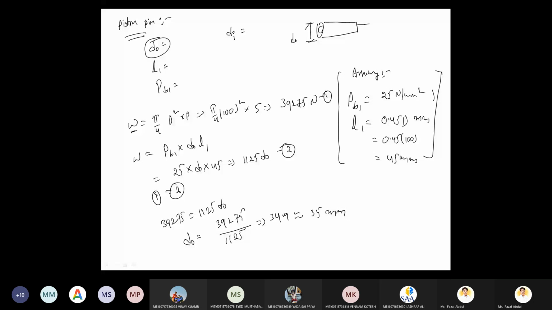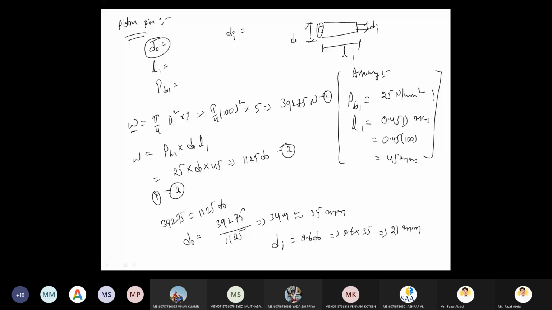Now for Di we have one relation. Di, the internal diameter of the piston pin, is 0.6 into D naught. D naught we got as 35, so 0.6 into 35 is 21 mm. So we calculated D naught, Di and L1.